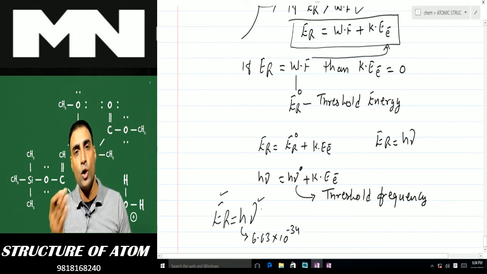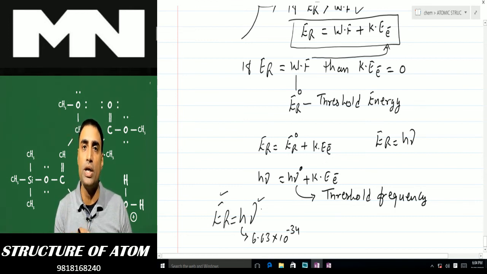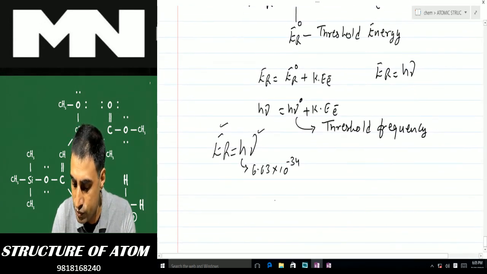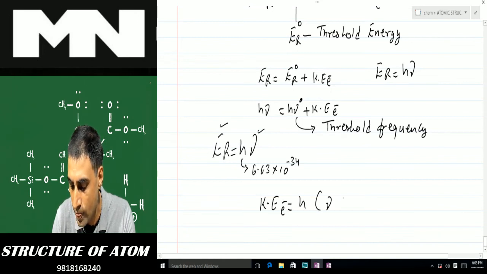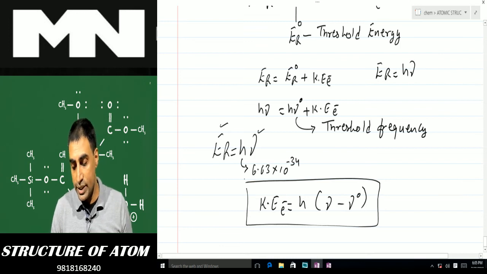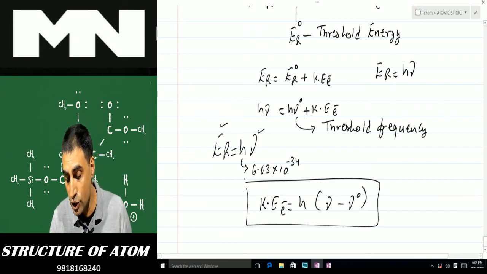It is the frequency below which, if you got a frequency, there is no photoelectric effect. At this frequency, there is a photoelectric effect, but the kinetic energy is 0. And beyond this, if you got a frequency, not only photoelectric effect, but you will also have some kinetic energy associated with the photoelectron. So from here, I can also write kinetic energy of electron is equal to h nu minus h nu naught. This is the other formula I have got. h is constant.